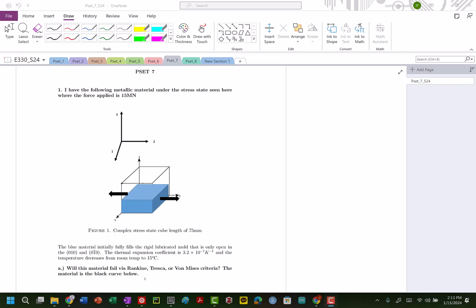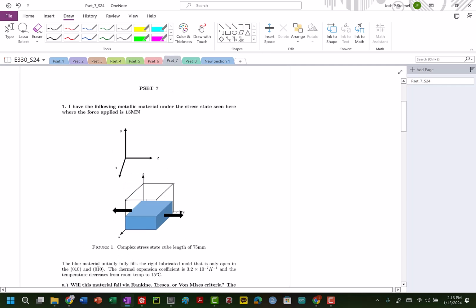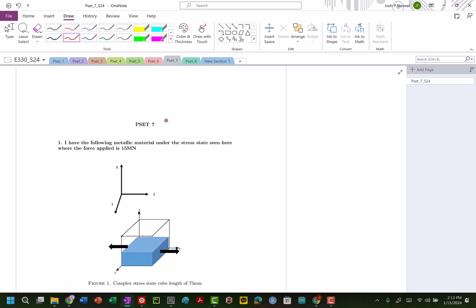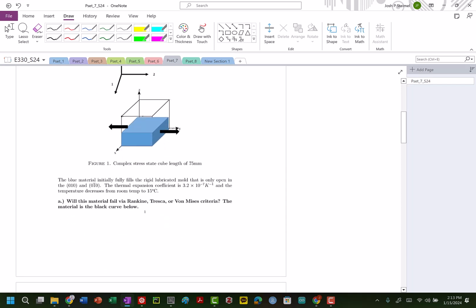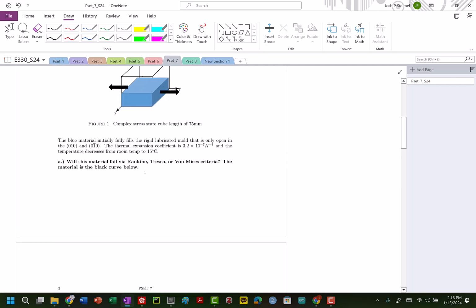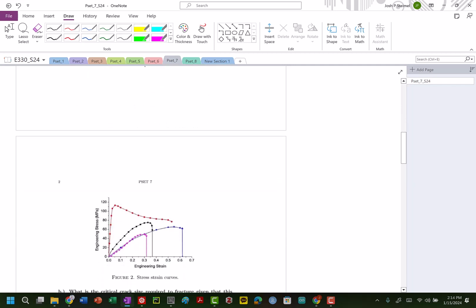All right, everyone, we are back and we are about to solve our Pset 7 solutions. So let's go ahead and solve this problem set. We have some very familiar systems, just like we looked at previously. Will this material fail via Rankine, Tresca, or von Mises criteria? The material is the black curve.